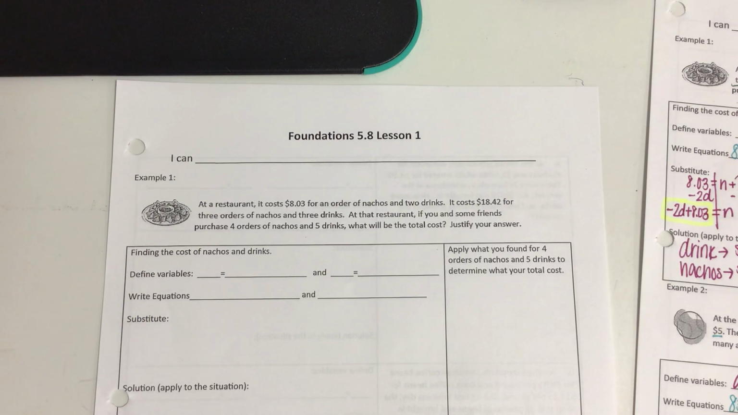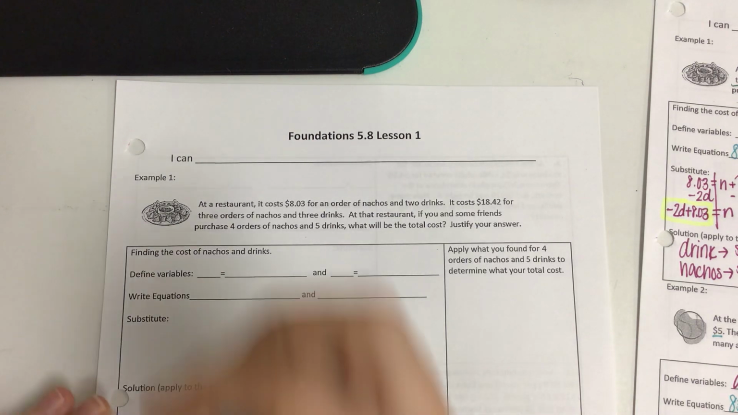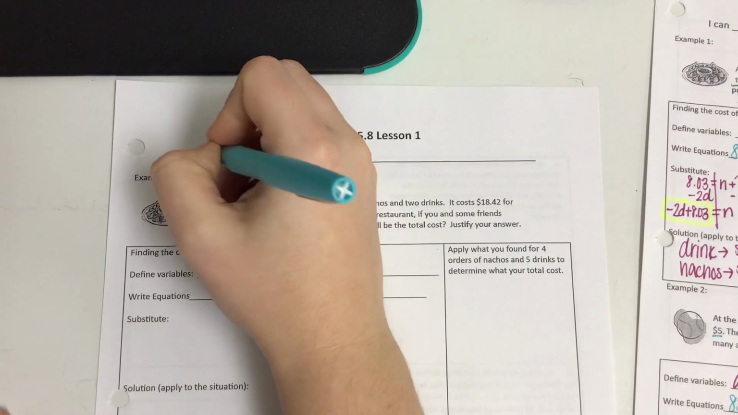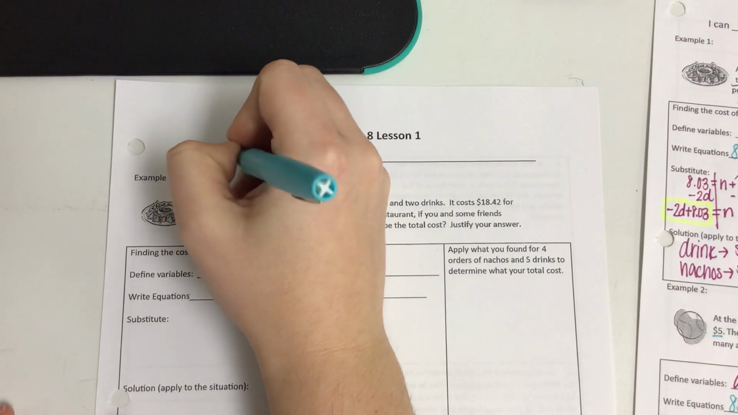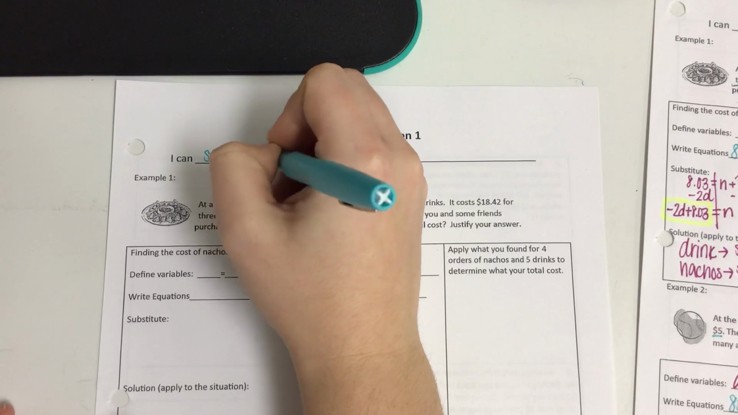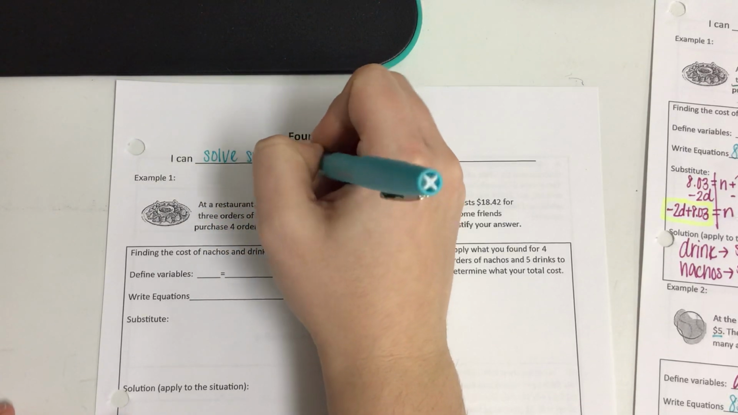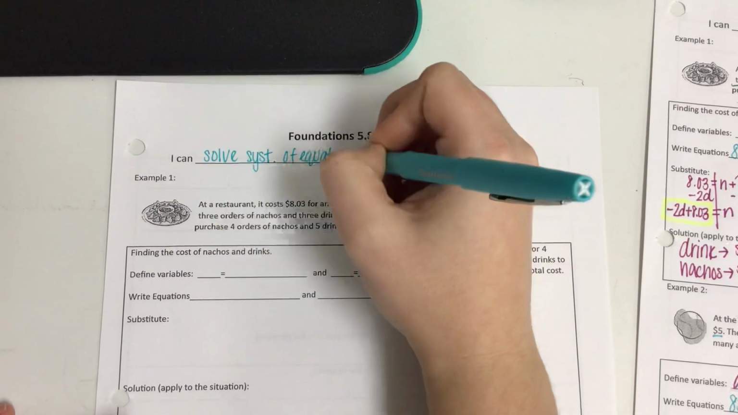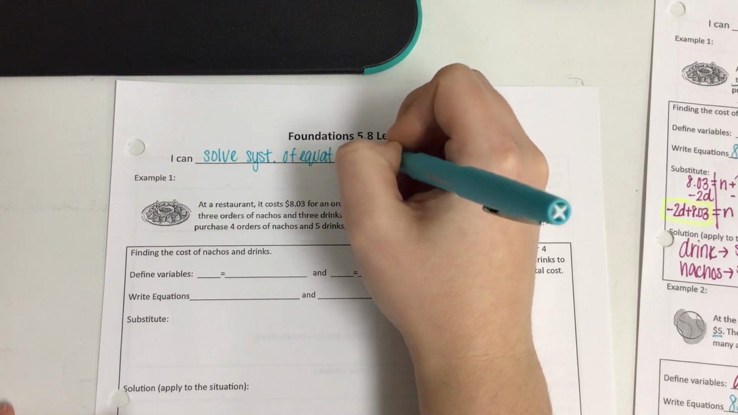This is 5.8, lesson 1, and for this lesson, we are going to solve systems of equations using substitution in word problems.